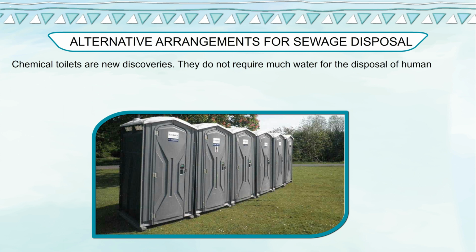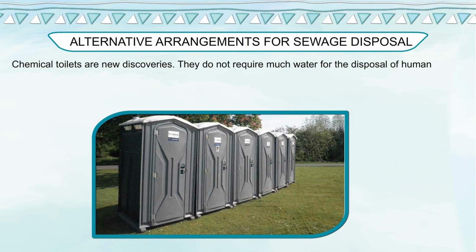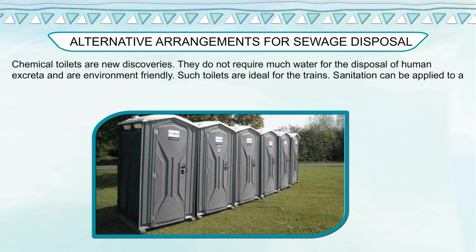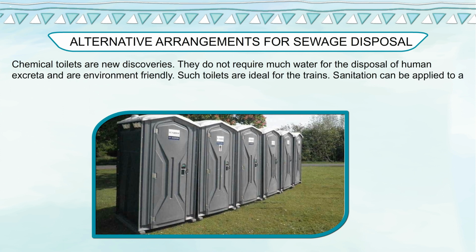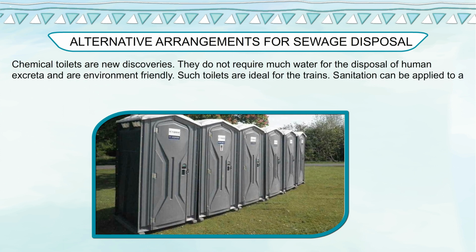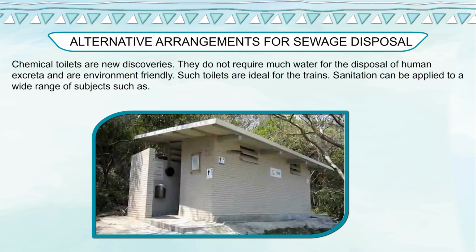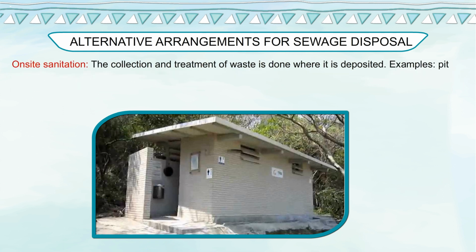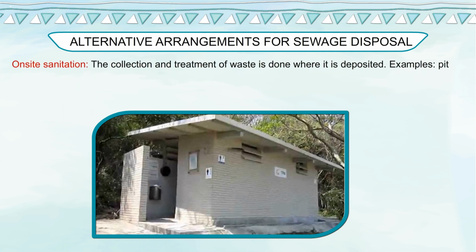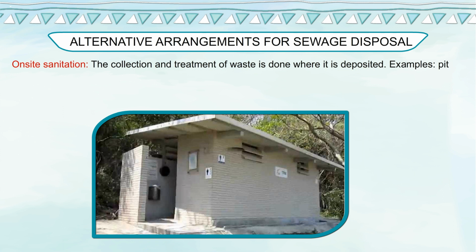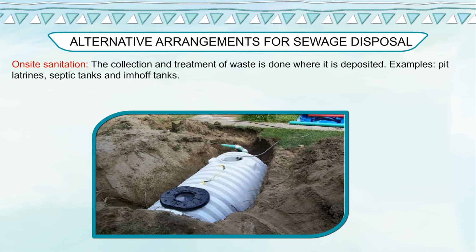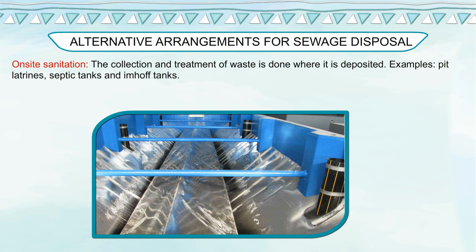Chemical toilets are new discoveries. They do not require much water for the disposal of human excreta and are environment friendly. Such toilets are ideal for the drains. Sanitation can be applied to a wide range of subjects such as on-site sanitation. The collection and treatment of waste is done where it is disposed. Examples: pit latrines, septic tanks, and imhoff tanks.